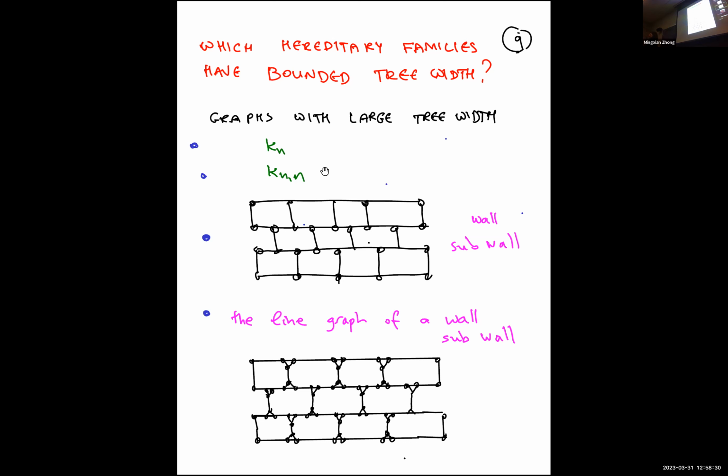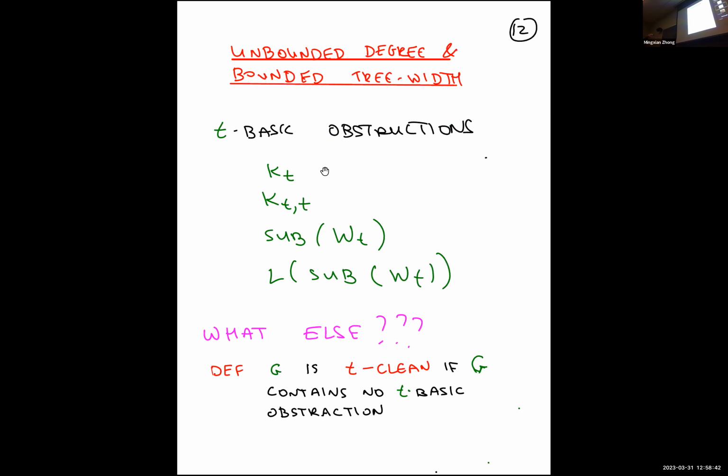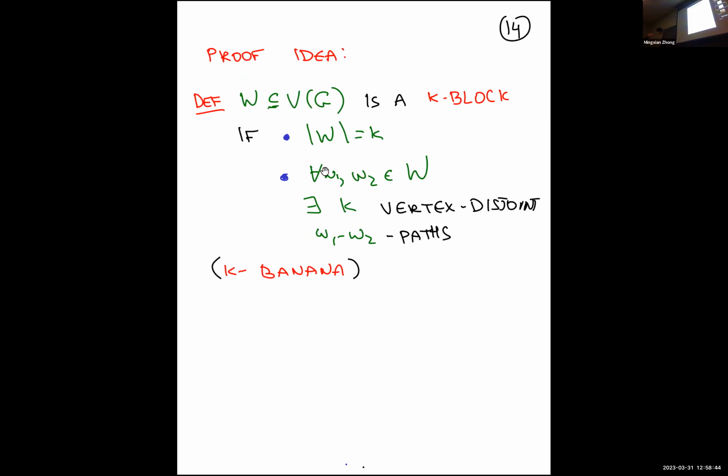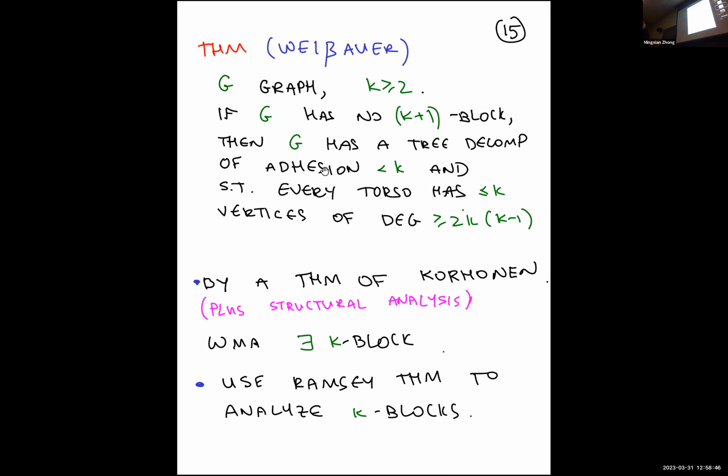If you have a few minutes, could you come back to the adhesion? You said small adhesion, and I've never heard of that before. An adhesion just means, if you look at the tree decomposition, you look at two neighboring bags and their intersection. That's called an adhesion. So every set like that is an adhesion, and adhesion at most k means all of those have size at most k.